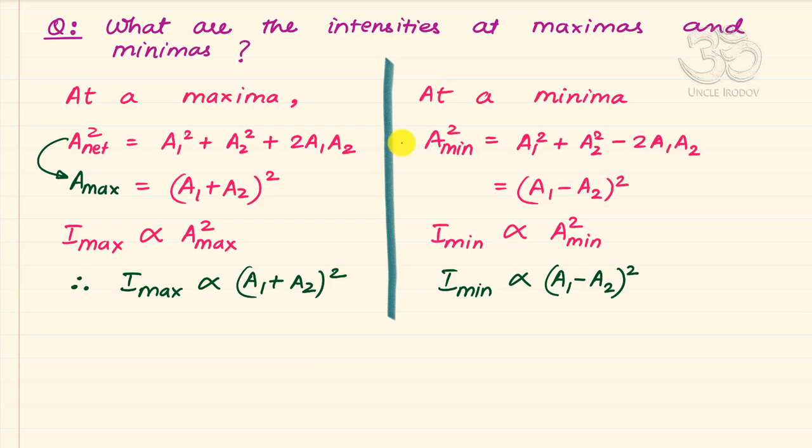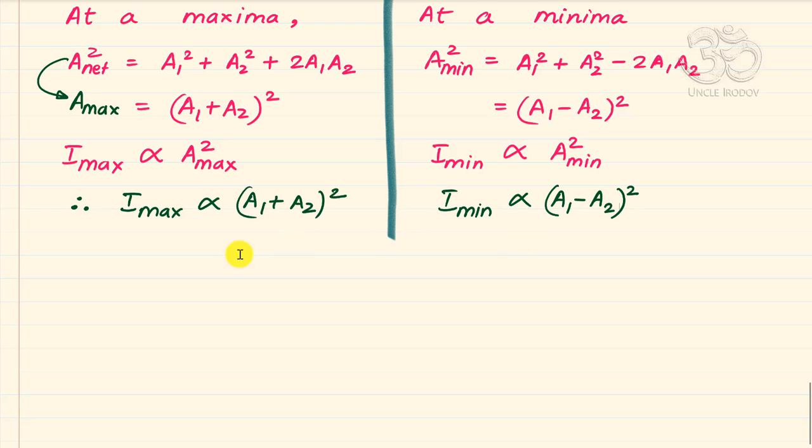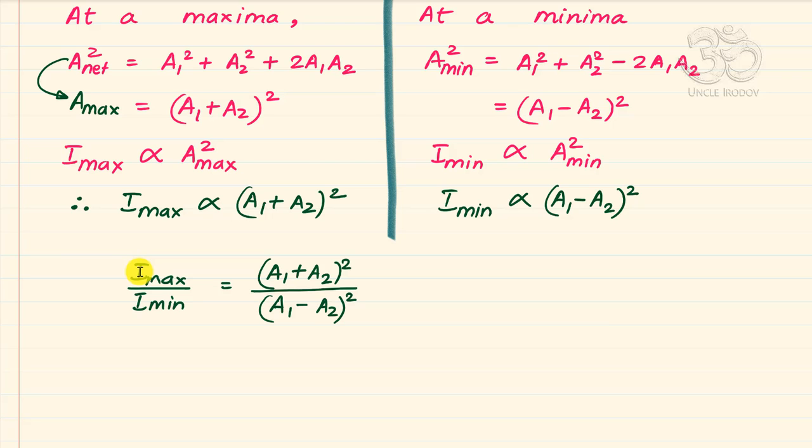Now at some point in time, they will ask you to find out the ratio of the maximum intensity to the minimum intensity. And from here it's very clear that I max to I min should be equal to (A1 plus A2) whole square divided by (A1 minus A2) whole square. So this is the entire expression. Now a few things to take away. How do I find out the values of A1 and A2? So that's again a big question.